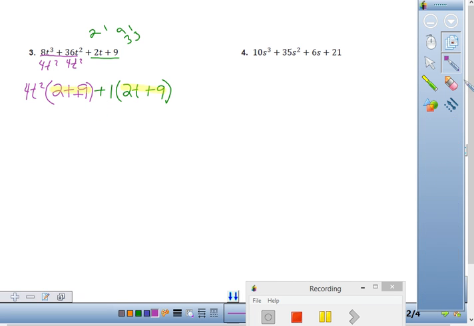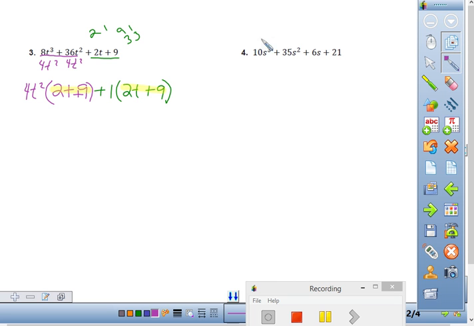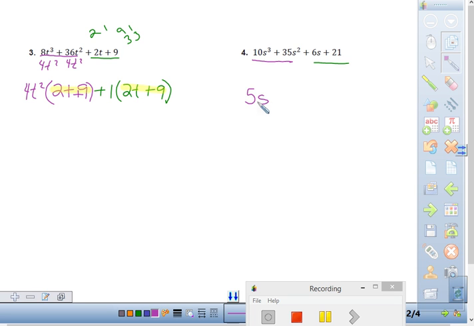So if you want to do less work on these directions, what you could be doing instead of showing all this work is, here's my first group, here's my second group. I need to find the greatest common factor of each group. So looking at 10 and 35, I'm thinking of the number 5. How many S's can I take off? 1.